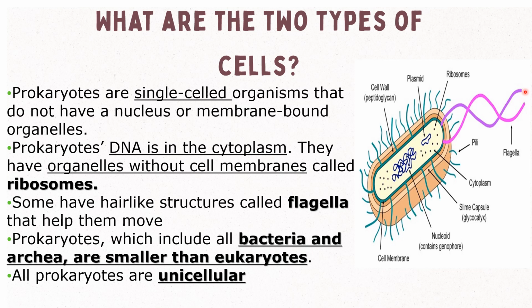All bacteria and archaea are smaller than eukaryotes. So can we make a brief summary about prokaryotes? The first is that they are single cells. The second is that they don't have a nucleus or membrane-bound organelles. Third, DNA is in the cytoplasm. They have organelles without a cell membrane called ribosomes. Some have hair-like flagella that make them move. Examples are bacteria and archaea. They are smaller than eukaryotes and are unicellular organisms.